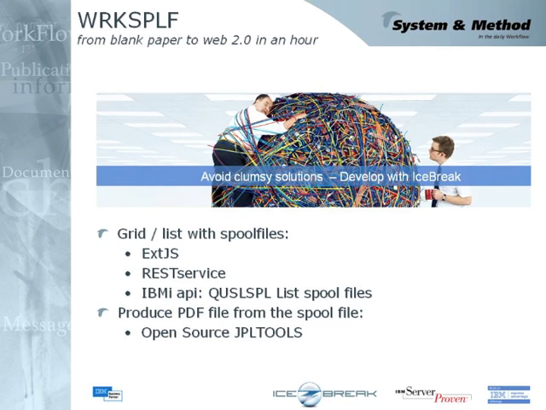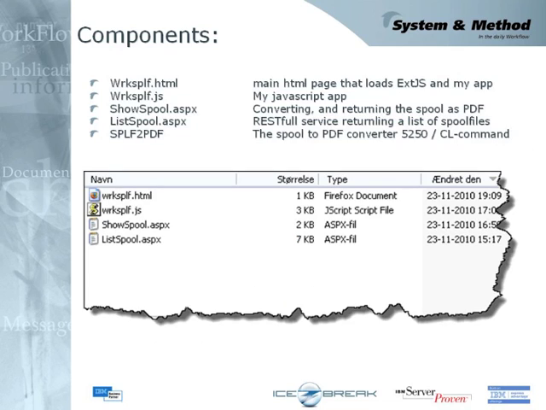On the system i I will use the IceBreak server, and on the IceBreak server I will create a little REST service. Actually, I will create two. One REST service that is producing the list of spool files, and another REST service that will return the spool file to the client as a PDF stream file. It's a very small project.